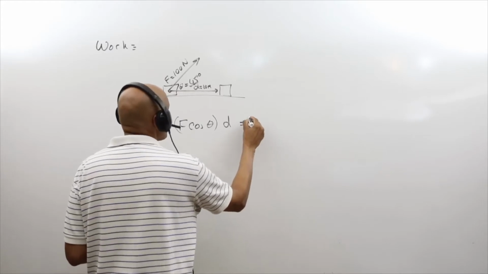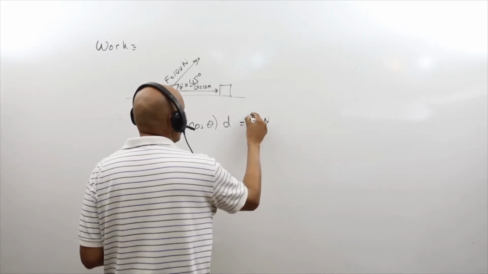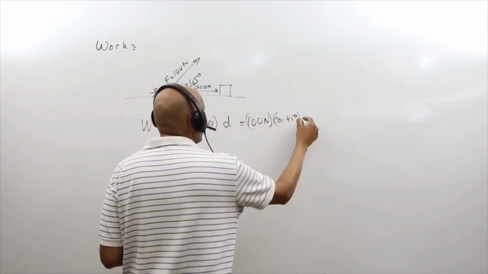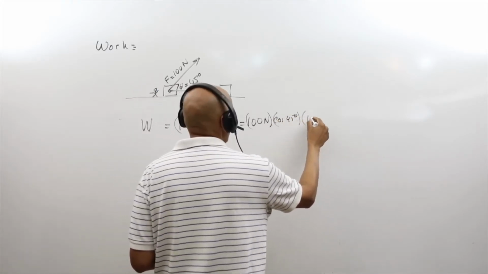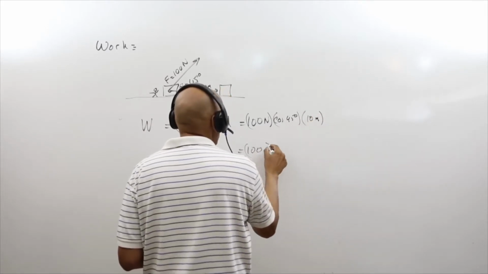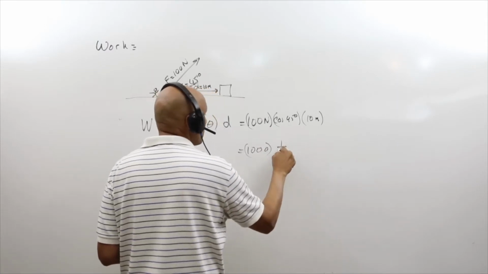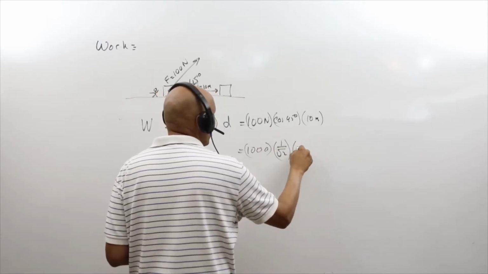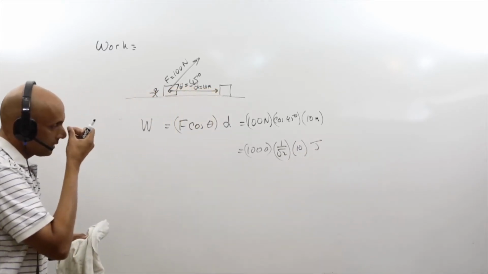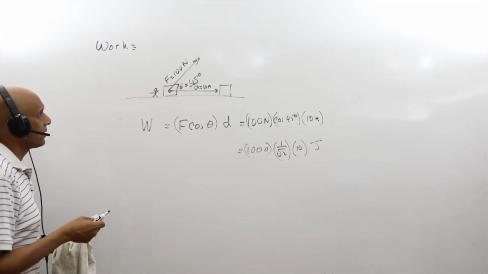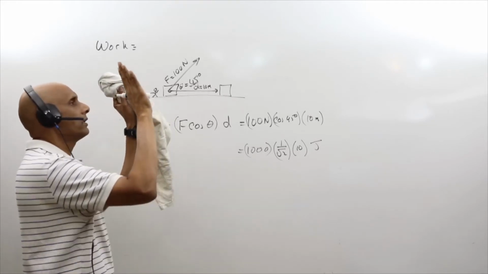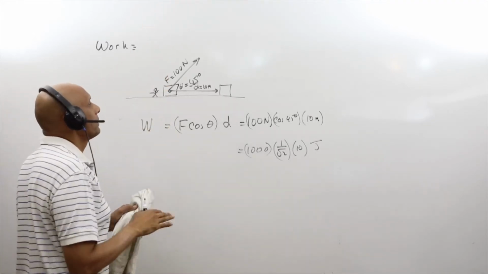So in this case, it happens to be 100 newtons times the cosine of 45 degrees times the displacement of 10 meters. So this is 1,000 cosine of 45, which, if you remember, is 1 over square root of 2, times 10, and the answer is in joules. So this is the work done by me pushing on a box at an angle of 45 degrees up. But it's always the component.